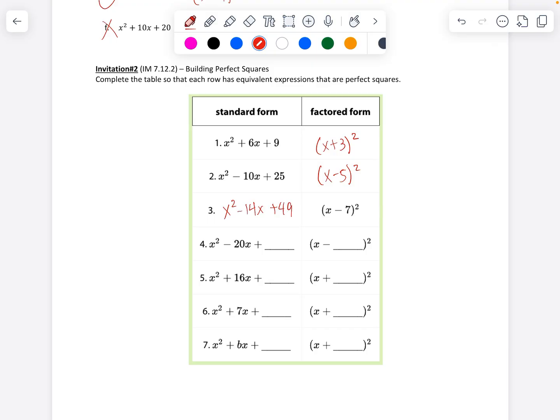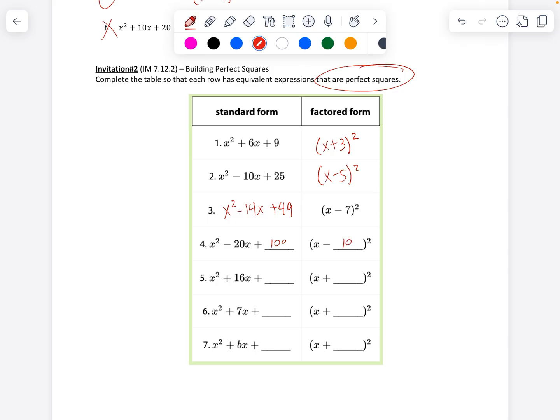Here we're completing it so that they are perfect squares. So basically, what are we adding to this to make it a perfect square? That's what we have to figure out. All right. And so hopefully maybe some of you figured out that the number that we have to add is going to be 100. Okay, and then when you factor it, it's going to be x minus 10 squared.